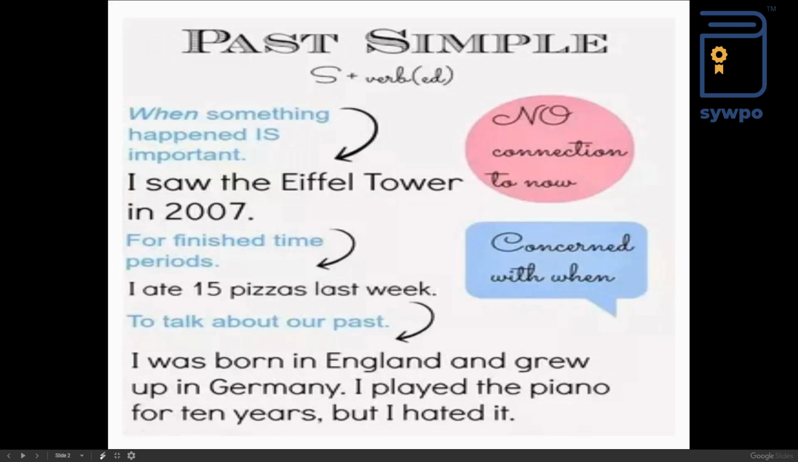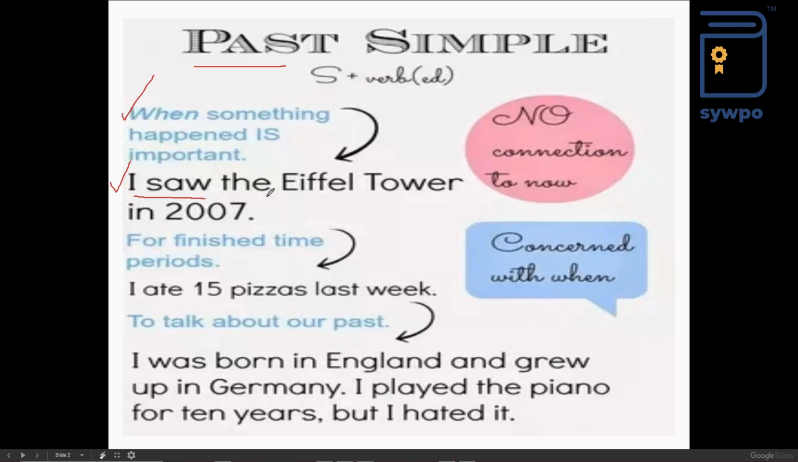I hope you have my screen and it's visible to you. You can see here first, when something happened is important. Remember, so we use simple past tense when something happened is important. So whatever it is that happened and you think that was important, you talk about it in simple past tense.